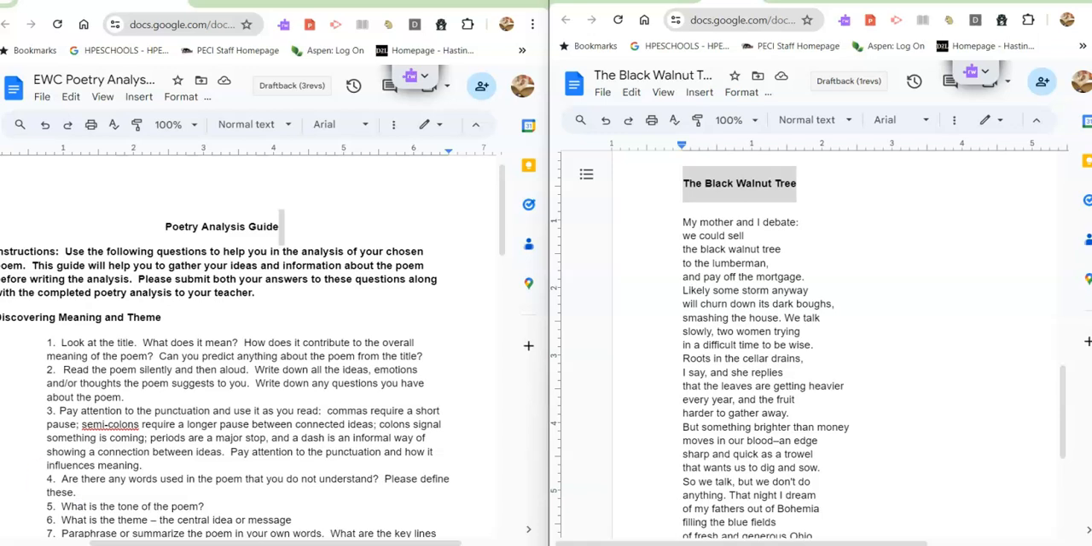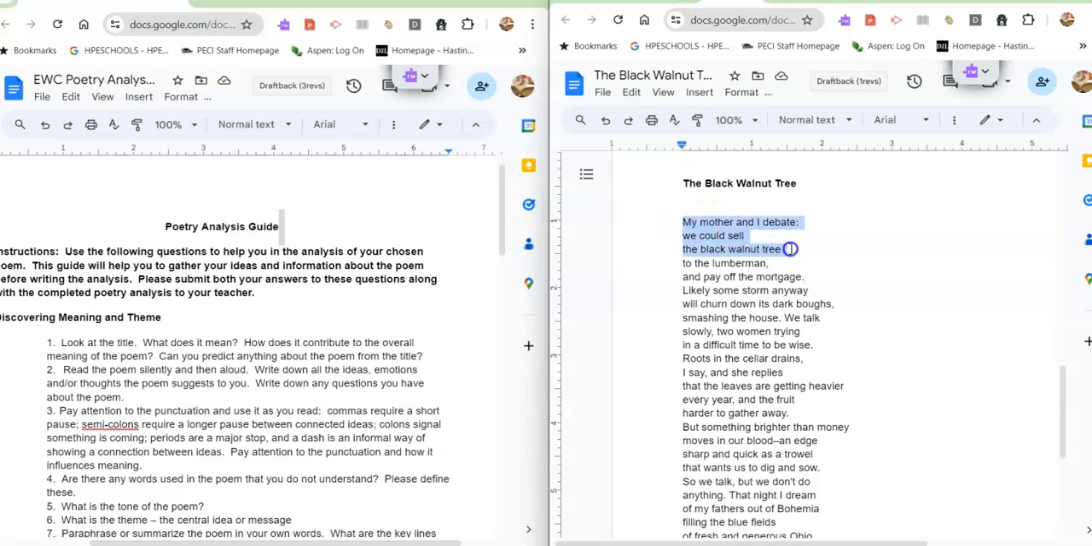So the next thing that I want you to think about is how to read it, paying attention to punctuation. So even though this is a very short part here, it's not the end of the sentence. If we were to look for a period to indicate the sentence, it would be here. So we wouldn't read this, my mother and I debate, we could sell the black walnut tree to the lumberman and pay off the mortgage. We're not pausing at the end of every line. What we do have is some punctuation that would indicate a pause here, here, and here.